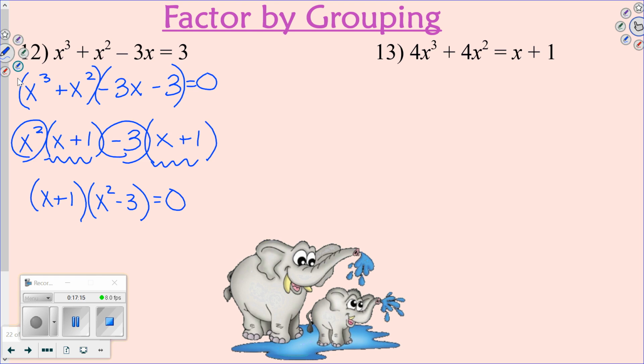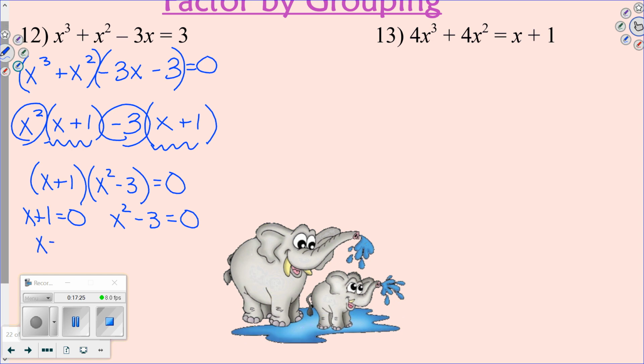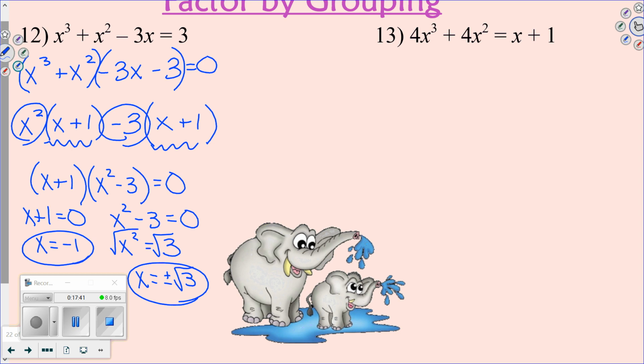How do you solve? Set them equal to 0. x plus 1 equals 0. x squared minus 3 equals 0. So we get x equals negative 1. Here, I'm going to have to add. So x squared equals 3. Take the square root. So x equals plus or minus square root of 3. That one wasn't as bad, right? Do I have 3 answers? It's cubic. Yeah, I got 3 answers. All right, try 13.